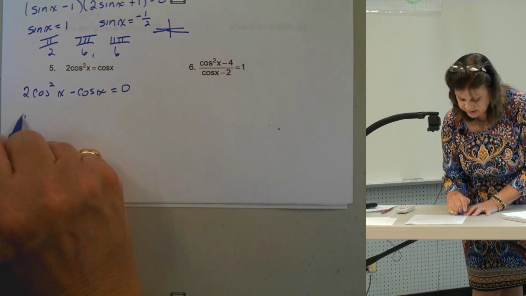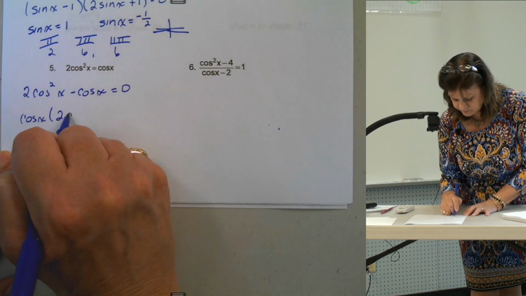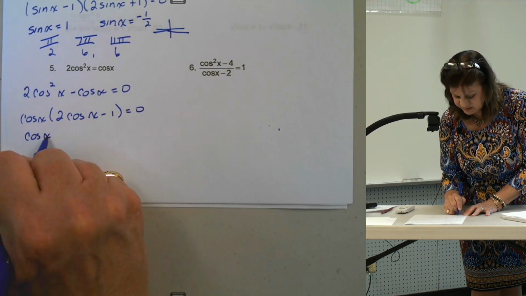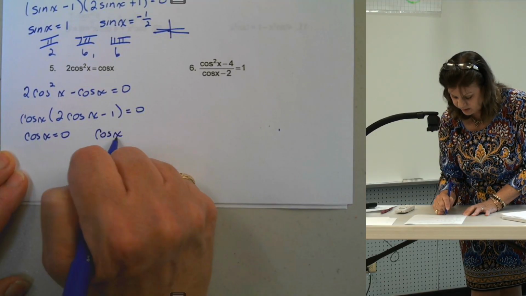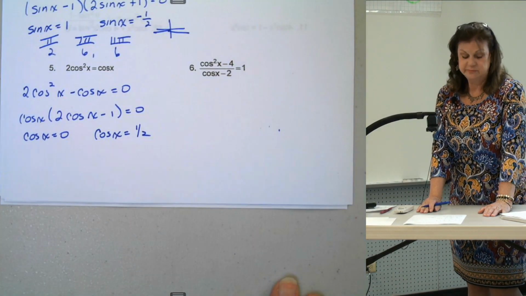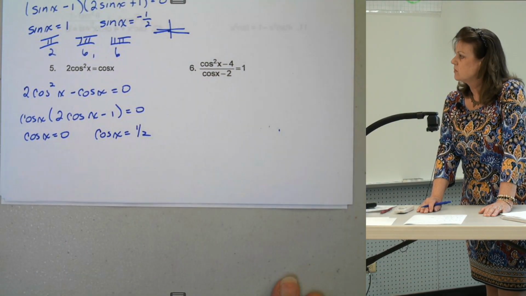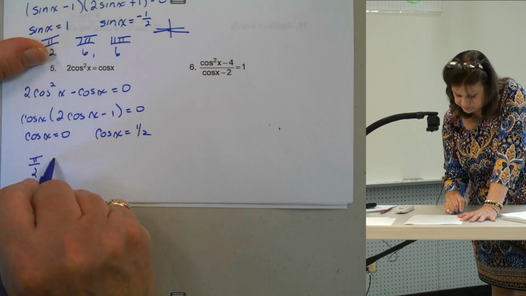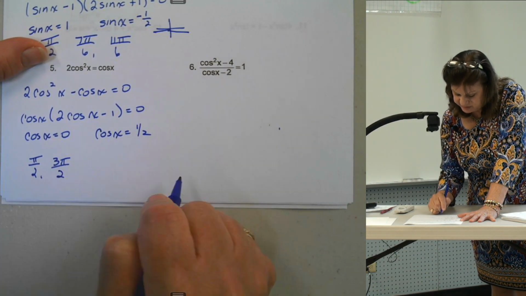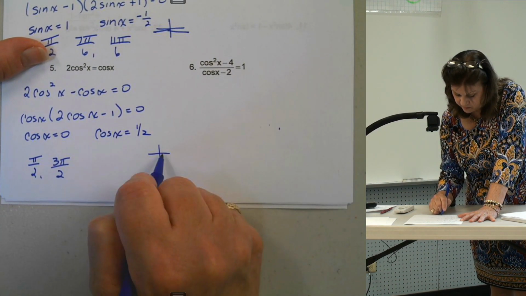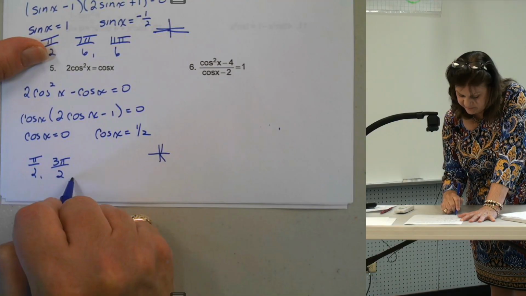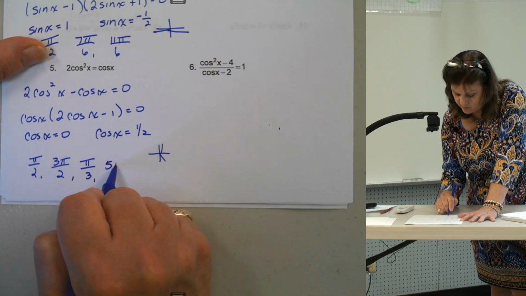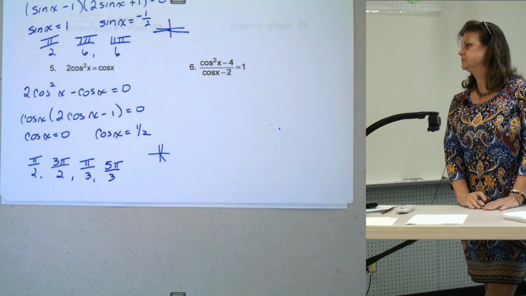GCF, cosine x, so I'm looking for where cosine is 0 and where cosine is 1/2. Okay, cosine is 0 at pi over 2 and 3 pi over 2, and 1/2 at pi over 3 and 5 pi over 3.